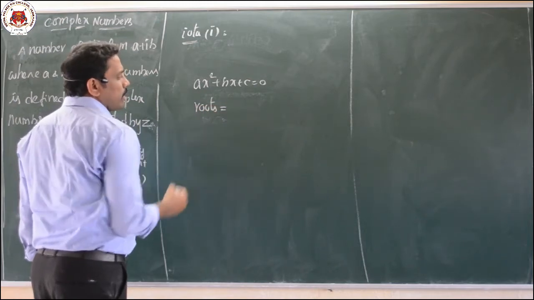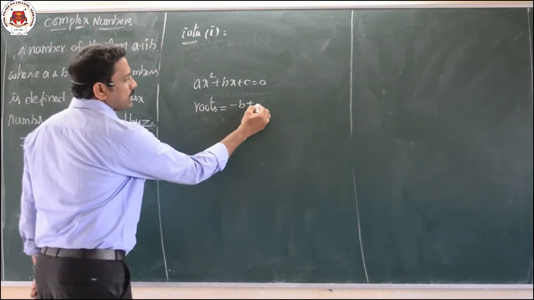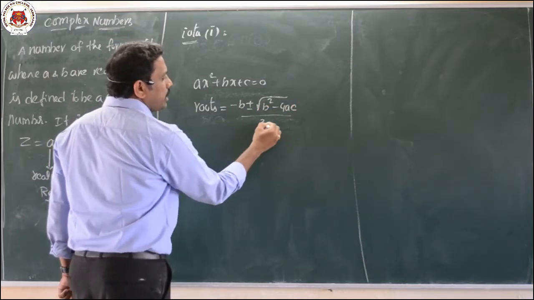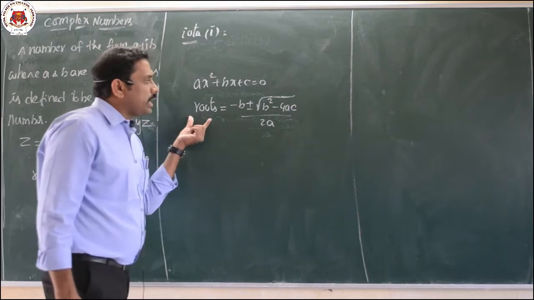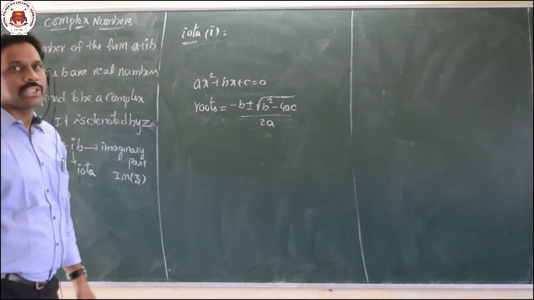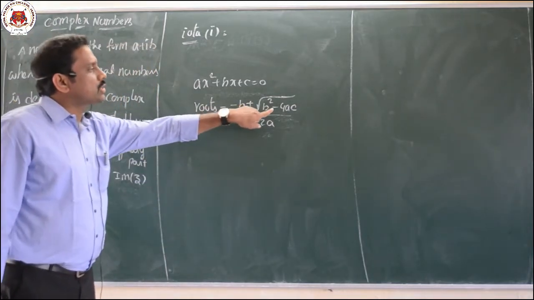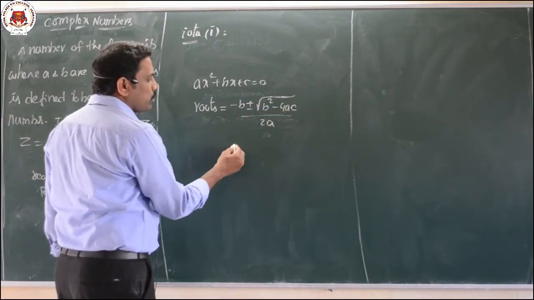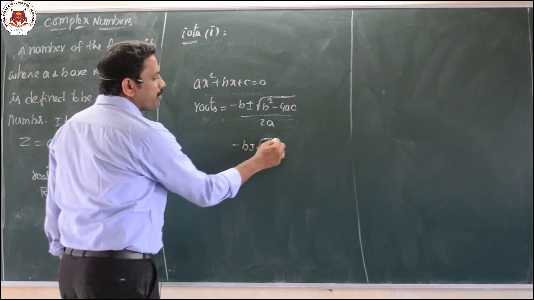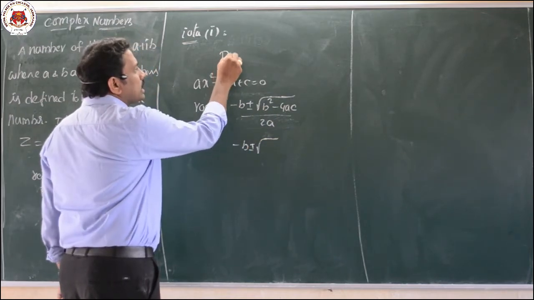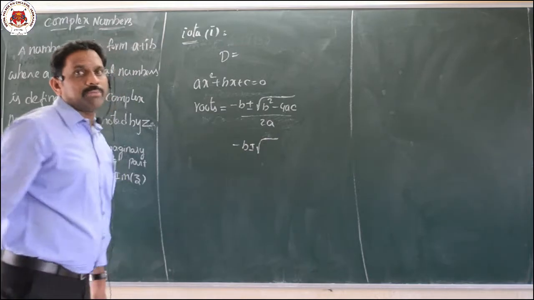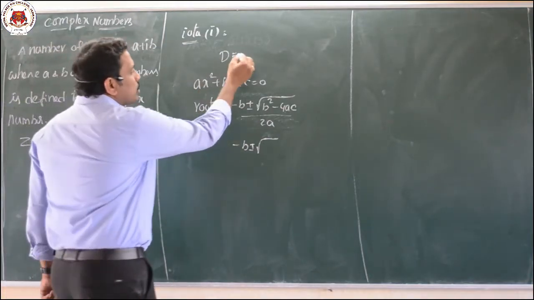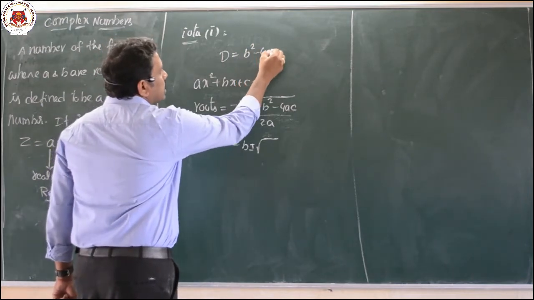Using the formula, what is the formula? Minus b plus or minus the square root of b square minus 4ac, divided by 2a. Using this formula we find the roots of a quadratic equation. But in the 10th standard, what if b square minus 4ac is a negative number? In the 10th standard we denoted b square minus 4ac with the letter D. D means discriminant, so discriminant equals b square minus 4ac.